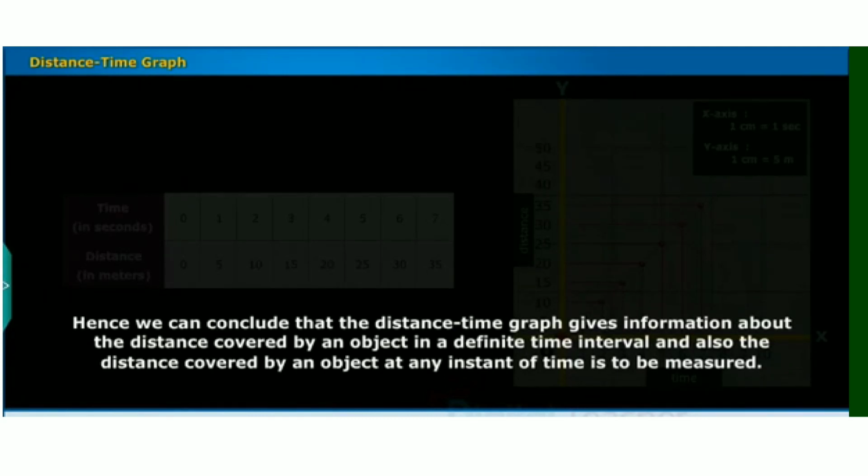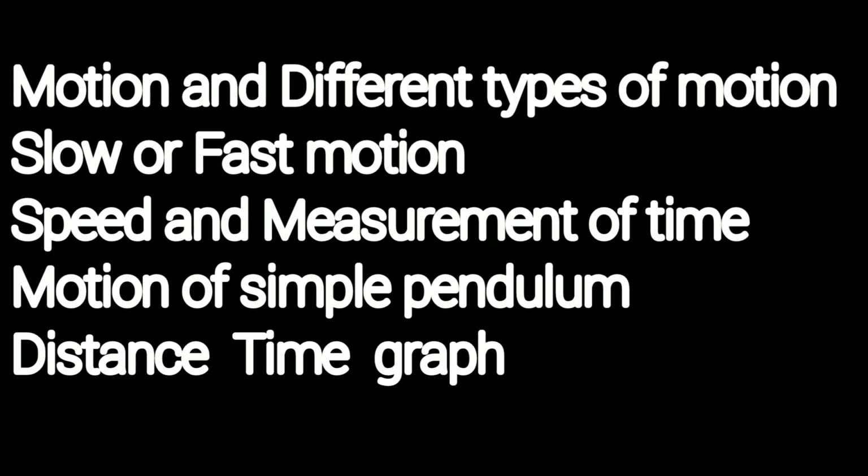Hence, we can conclude that the distance time graph gives information about the distance covered by an object in a definite time interval, and also the distance covered by an object at any instant of time can be measured. So, what all portions did we discuss in this chapter? Motion, different types of motion, slow or fast motion, speed and measurement of time, motion of a simple pendulum and distance time graph. Thank you.